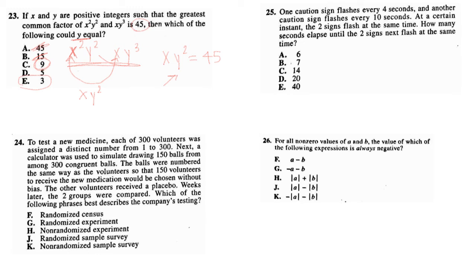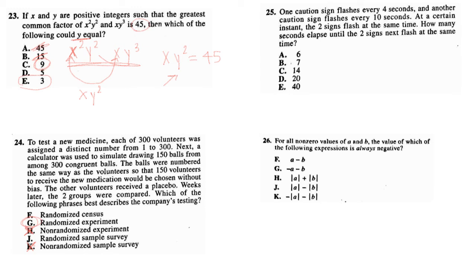Which of the following phrases best describe the company's testing? Oh, goodness. I would say it's definitely some kind of randomized, right? Because they went through all that trouble of making sure. So I would omit the non-random. And let's see. Really wasn't much of a survey or a census here. I think it was more of an experiment, so it would be answer choice G. Okay, so for that one, there wasn't much math to it. It was more or less just frustrating to read through the paragraph.